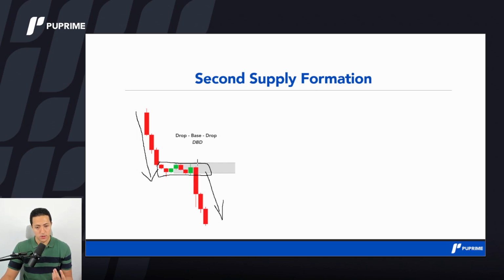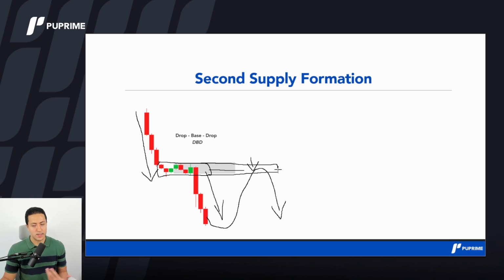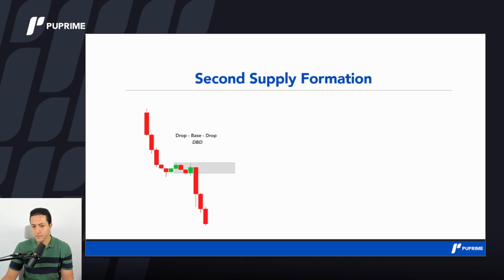This strong move lower means maybe we have some unfilled orders here to sell. If prices go higher again, we are anticipating another move lower. So this is the second supply formation. We have talked about the rally base drop, and this is the drop base drop. If the formation name ends with a drop, it's a supply zone, okay? Pretty much simple and easy.